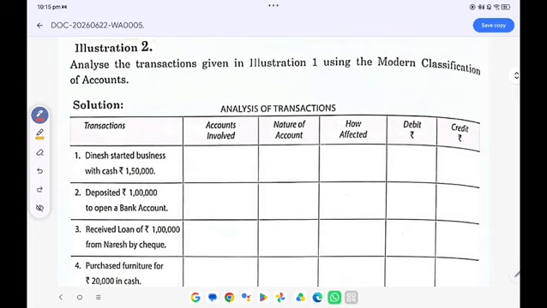In the previous video, we have learnt about analyzing the transactions under the traditional approach. Now we are going to learn about analysis of transactions under modern classification. Whatever approach you are following, the business transactions are common. The method or the approach you choose in the presentation is different. The final output will be the same for both the approaches. That's why you need not worry about which approach we should follow.